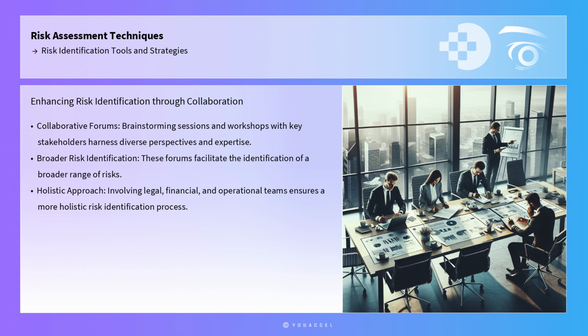To supplement these frameworks, professionals should employ brainstorming sessions and workshops with key stakeholders. These collaborative forums harness diverse perspectives and expertise, facilitating the identification of a broader range of risks. For example, during a contract negotiation phase, involving legal, financial, and operational teams in brainstorming sessions can uncover hidden risks related to regulatory compliance, financial stability, or operational feasibility. This collective approach ensures a more holistic risk identification process and fosters a culture of risk awareness within the organization.